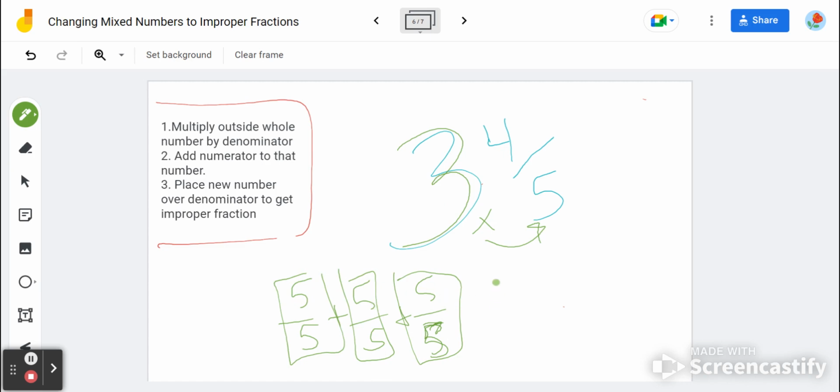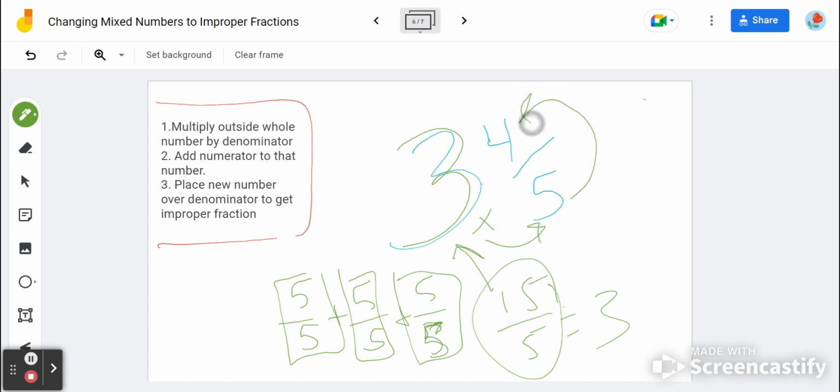So 5, 10, 15. So 15 divided by 5 equals 3 wholes. So now I'm showing this 15/5. That's how I'm showing 3 wholes in an improper way, because 15 divided by 5 is 3 wholes. Okay, now I add, so I do 3 times 5, 15.